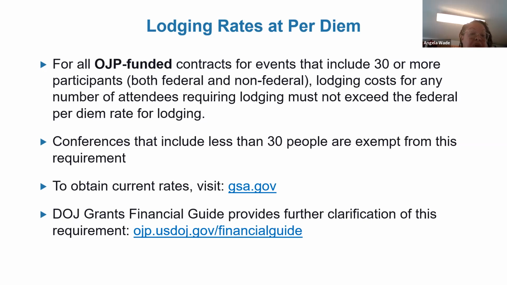So basically, anytime you have an OJP-sponsored event that has 30 or more attendees or participants, then you must follow the federal per diem rate for lodging. If you have an event or conference with less than 30 people, you do not have to follow that policy.